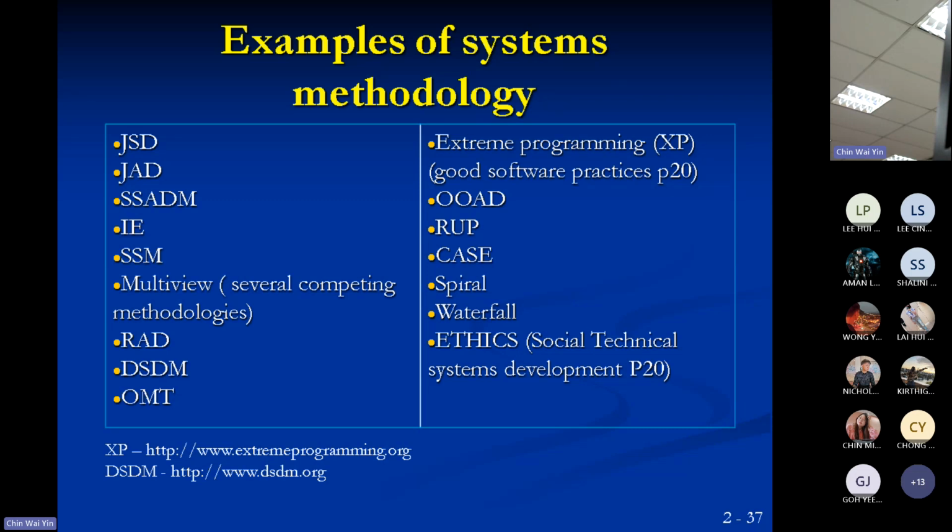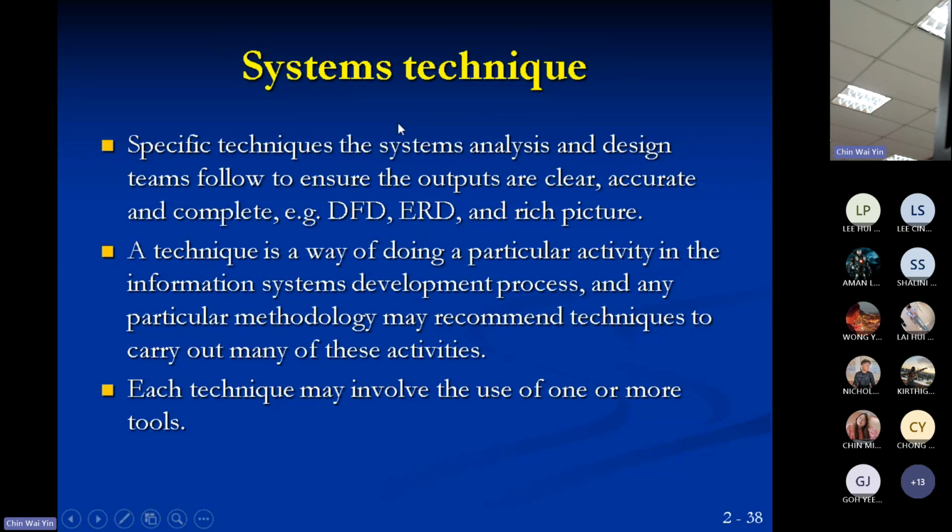So it becomes a basis for us to learn. Then from there, a lot of other system methodologies can be adapted, and you would understand other systems methodologies. So this would be the basic. Then of course, techniques, right?